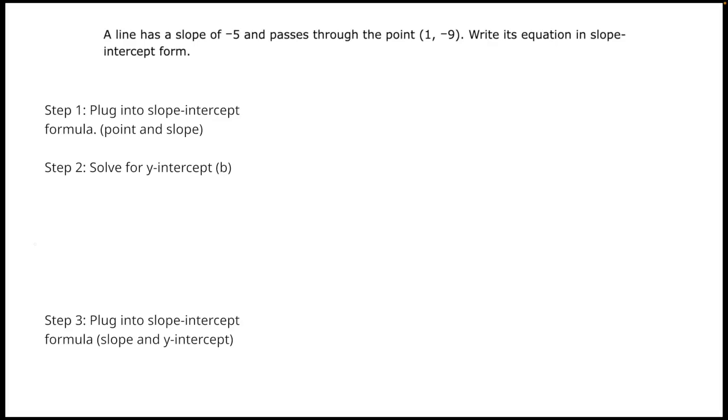Today we're going to be talking about how do you write an equation when they give you a slope and a point. We're going to be learning how to do this with slope-intercept. There is a way to do this with the point-slope formula, so if you're interested in learning that method, I will link that in the description below.